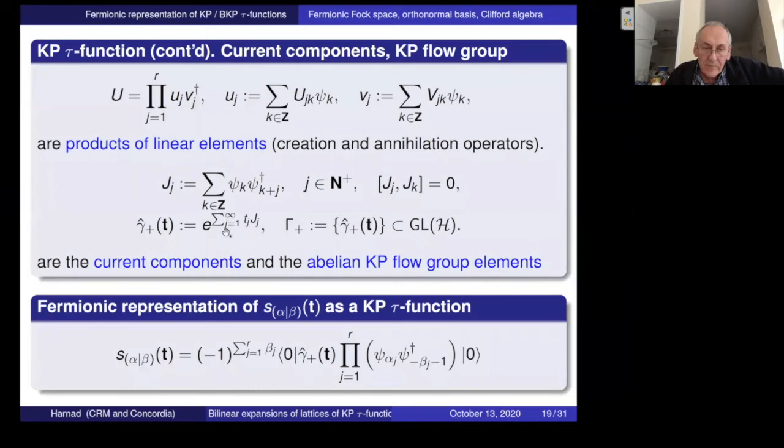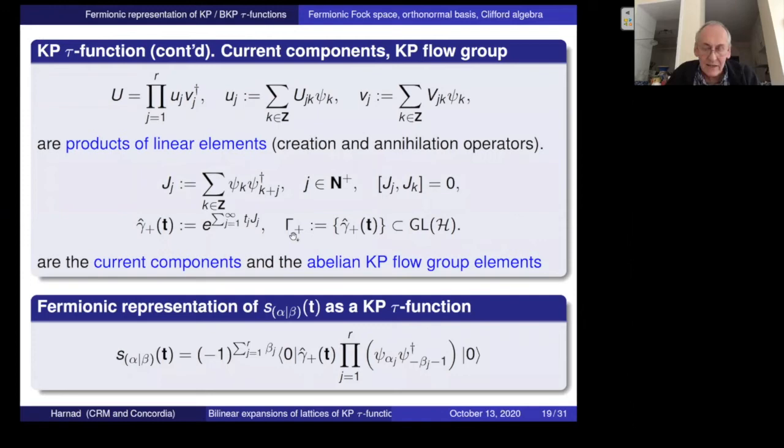They do commute. Even if it were finite dimensional, this would not be semi-simple. It would be nilpotent, or it would be at least some degree of nilpotency. Okay, so that's the KP flow group, that aggregates the flows.